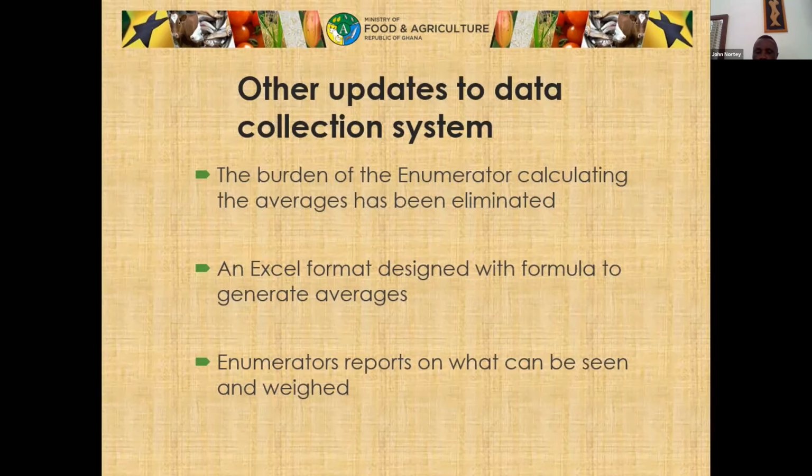Enumerators report on what can be seen and weighed. What does this mean? In Ghana, we don't sell on our markets by weight. There is a unit of measure different from every market, and the consumer just has to pay for what is weighed. And there is also the add-on concept. When you buy, they add a little bit to it. So there again, bargaining power comes in.